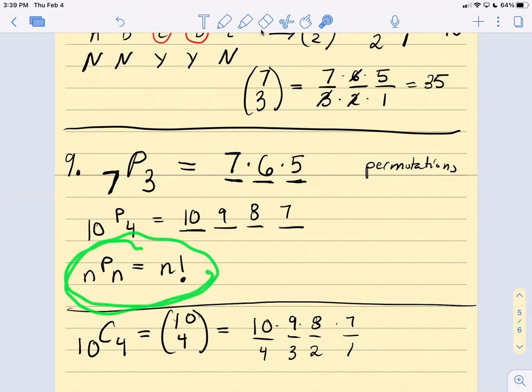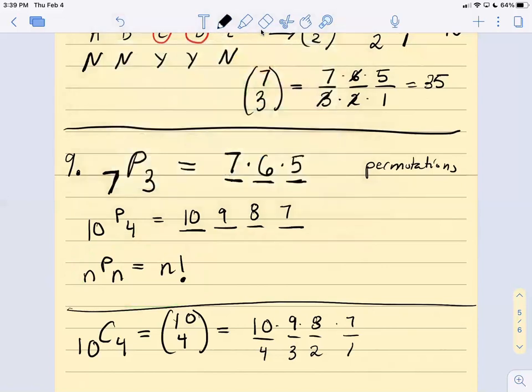Please hit yes if that makes sense, and no if you're kind of lost on why that works. It's like there are n people and you have to go all the way down, so you have n spots. When you write it out, it's just going to be n factorial. And there's another formula as well to be aware of.